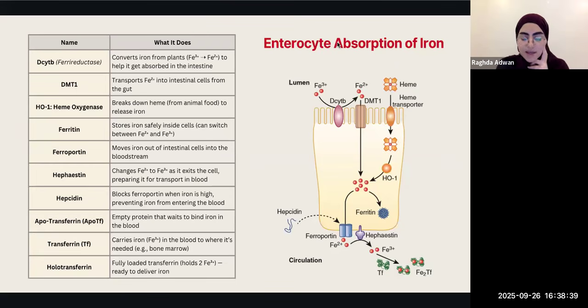So it leaves as Fe3+ again. Yes, it leaves as Fe3+. Because what converts it? Hephaestin. Hephaestin changes Fe2+ to Fe3+ as it exits the cell, preparing it to transport in the blood.